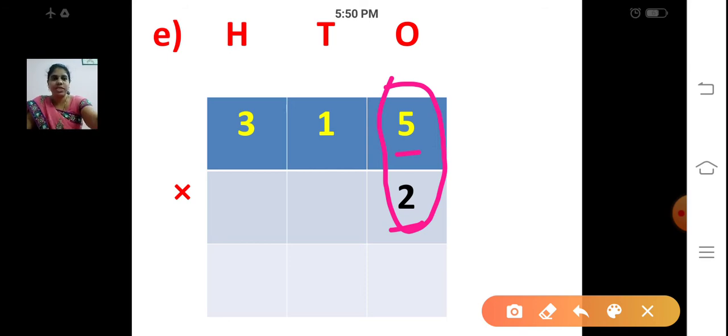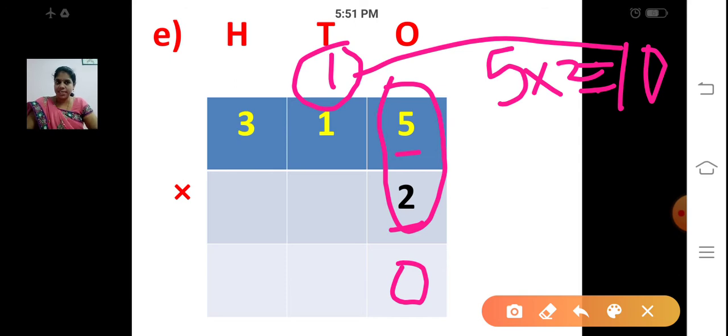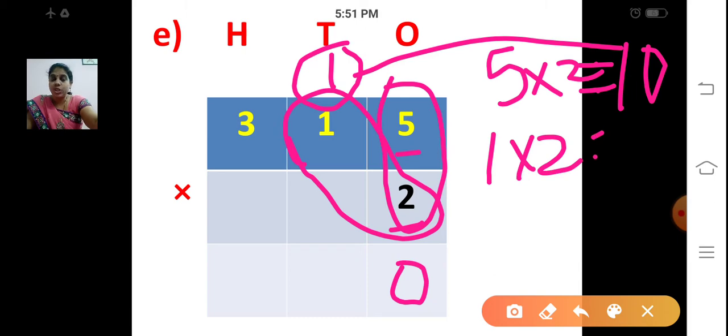10. So 5 into 2 is 10, right? So 0, I am writing it here. This 1 will be carried over to the tens place. Now, second step, multiply the digit at the tens place by 2. Second step is 1 into 2. 1 two is 2. Shall I write 2 here? Is that correct? No. You have to add the carried over part. So 2 plus 1. What is 2 plus 1?